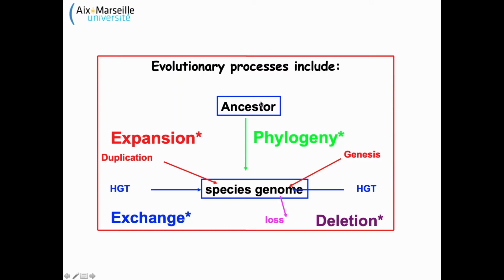Okay, and then you can also have the deletion process of genes. It means that between the ancestor and the species of your genome, the gene is lost, because it becomes less useful, or the gene has a lot of mutations so that it becomes non-functional or less functional, okay? So that is called deletion or loss of genes.